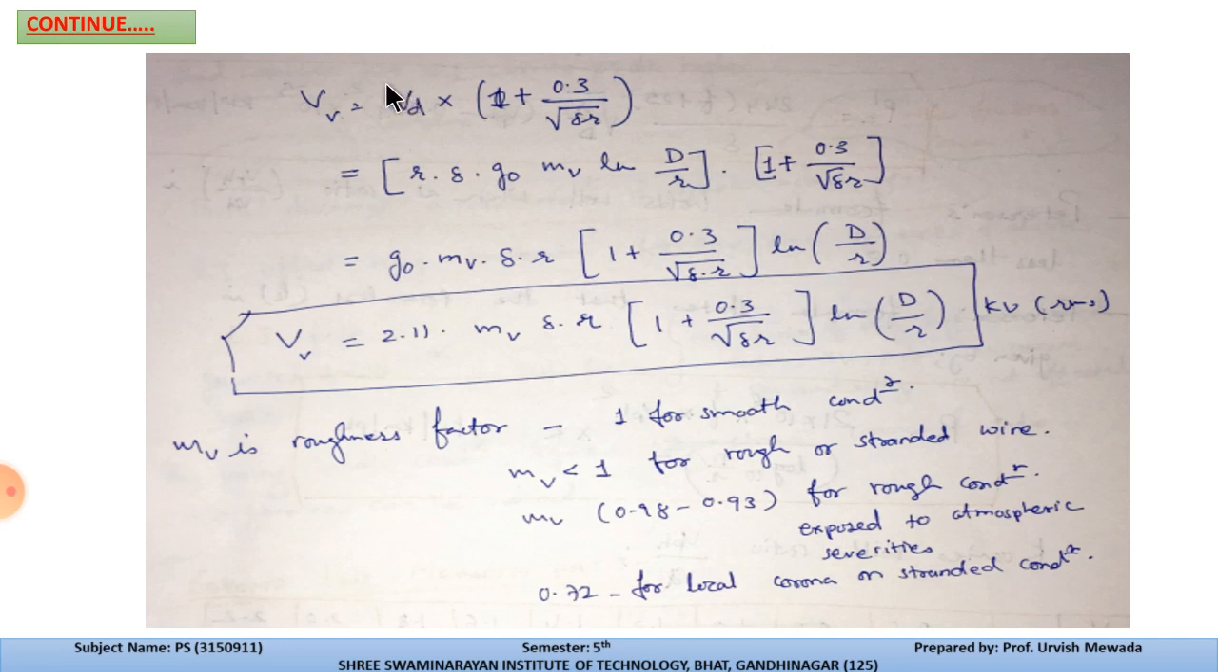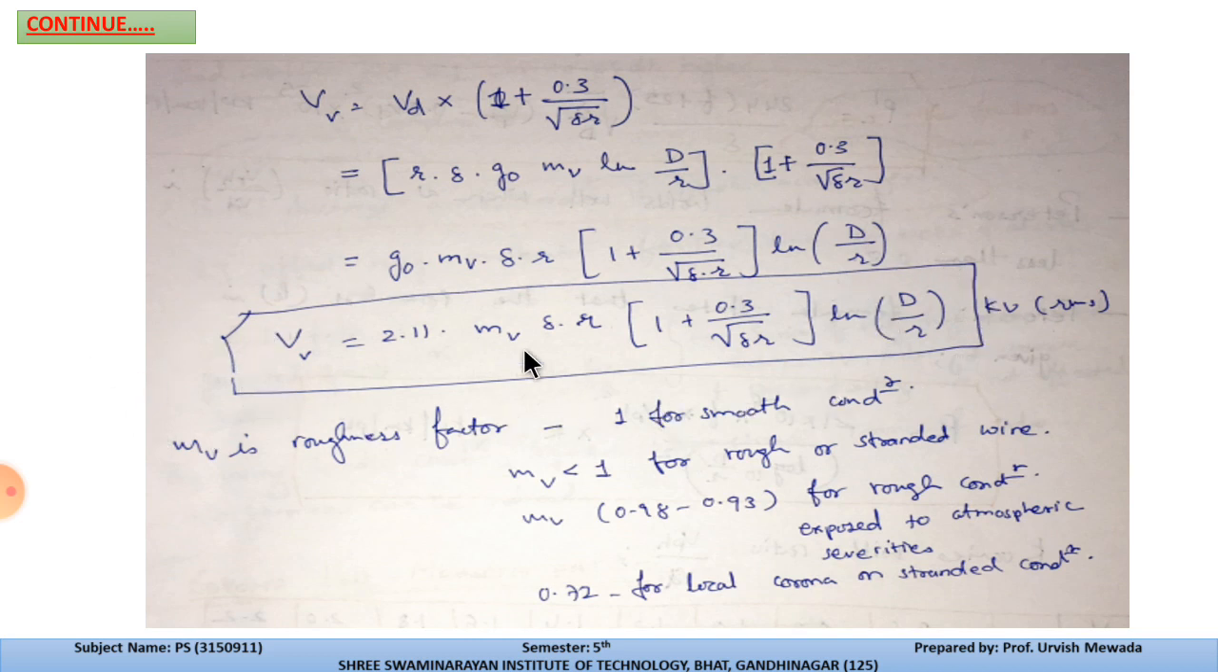Now just put in the value of VD that we derived in the previous lecture: r into delta into G0 MV ln D by r, into 1 plus 0.3 by root delta r. If we solve this, the common terms are G0, MV, delta and r, and we get 1 plus 0.3 by root delta r, ln D by r. Now the visual critical voltage is 21.1 MV into delta into r, into 1 plus 0.3 by root delta r, ln D by r. These voltages are in kV, and this is the RMS value of the visual critical voltage.